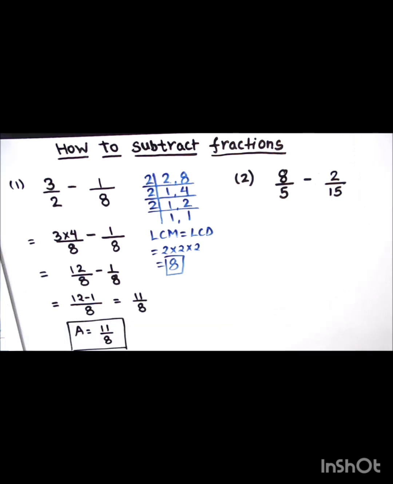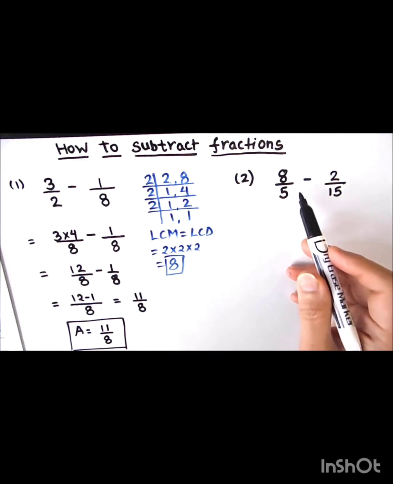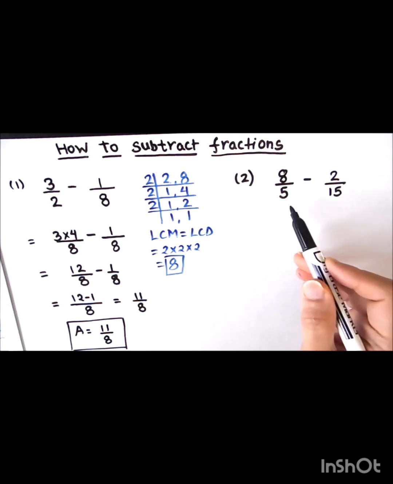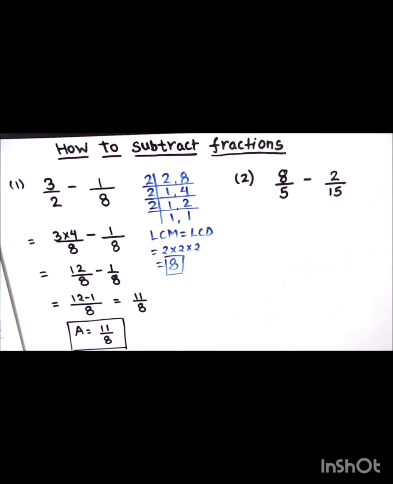So this is how we subtract two fractions. First we make the denominators of the two fractions common. Then we simplify and subtract the two fractions. Let's move on to our second example. Here we are subtracting 8 upon 5 minus 2 upon 15. Here too the denominators are not same. So we are going to first find the common denominator using the prime factorization method.